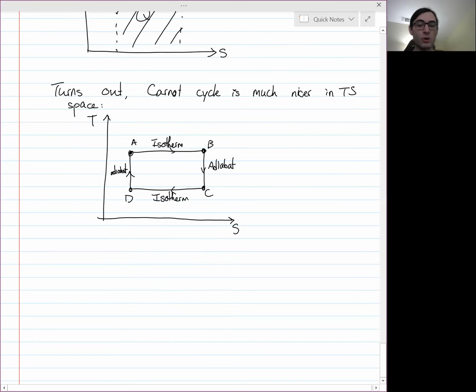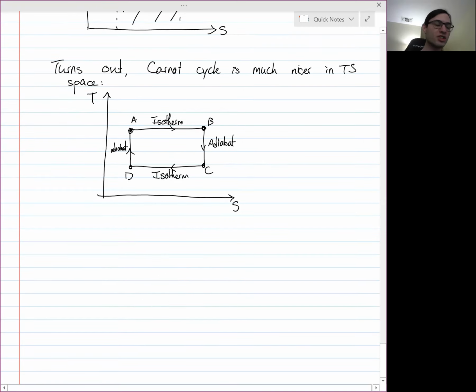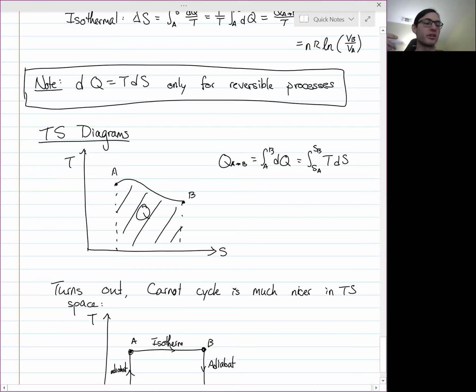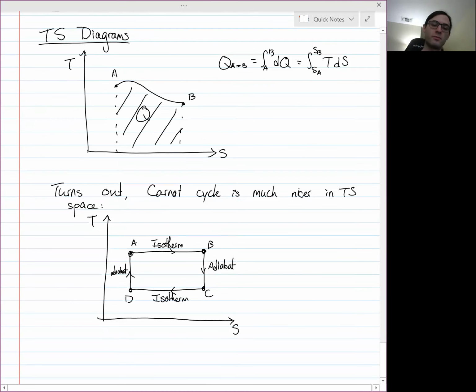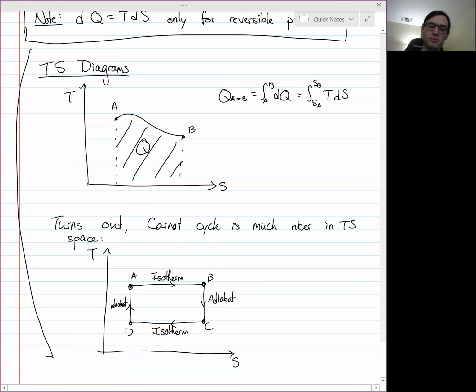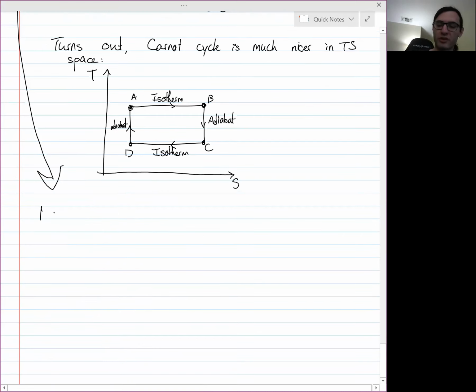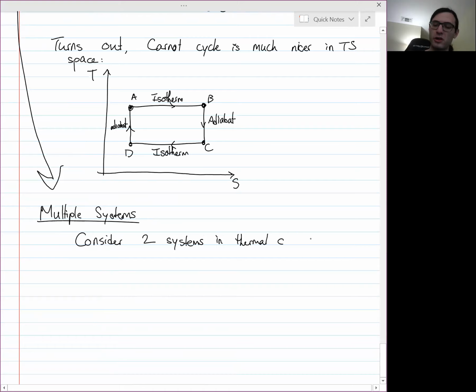So now, I mentioned that this whole dq equals T dS business is only true for reversible processes. So let's talk about why. Let's talk about multiple system setups and see what happens to these quantities. So we're going to consider two systems in thermal contact with each other, and they're in thermal contact with only each other, i.e. they're isolated, or insulated, from everything else.